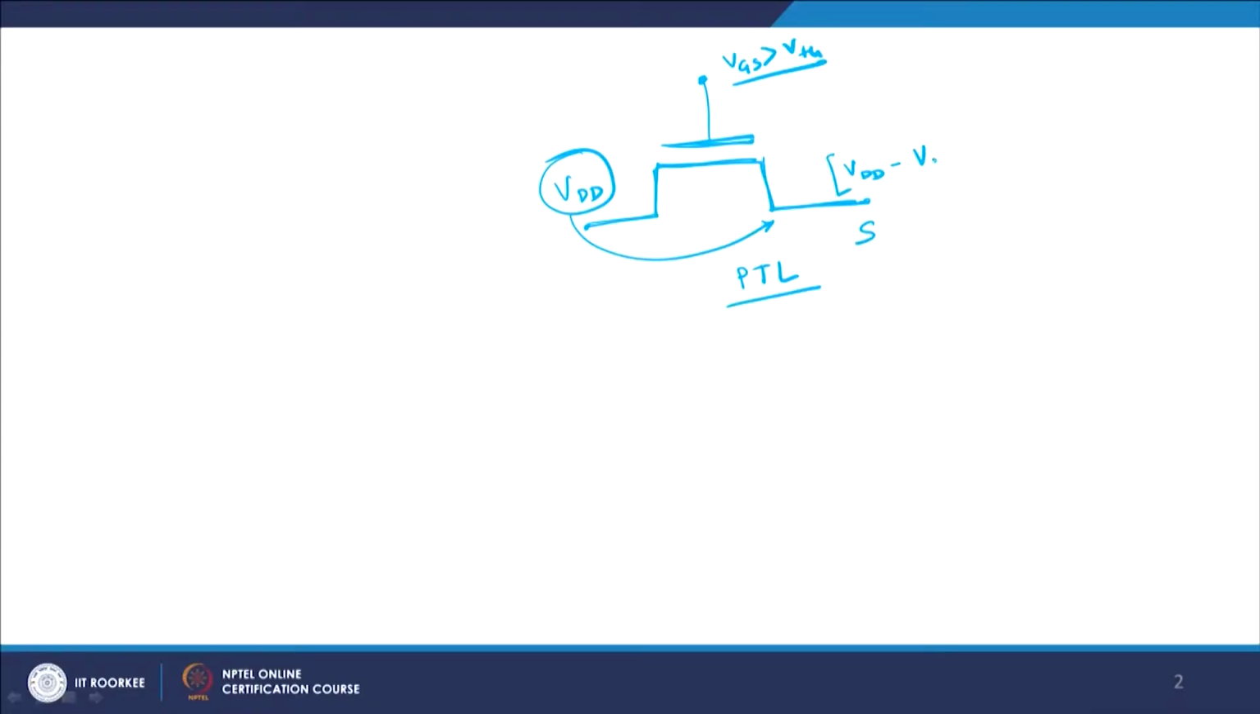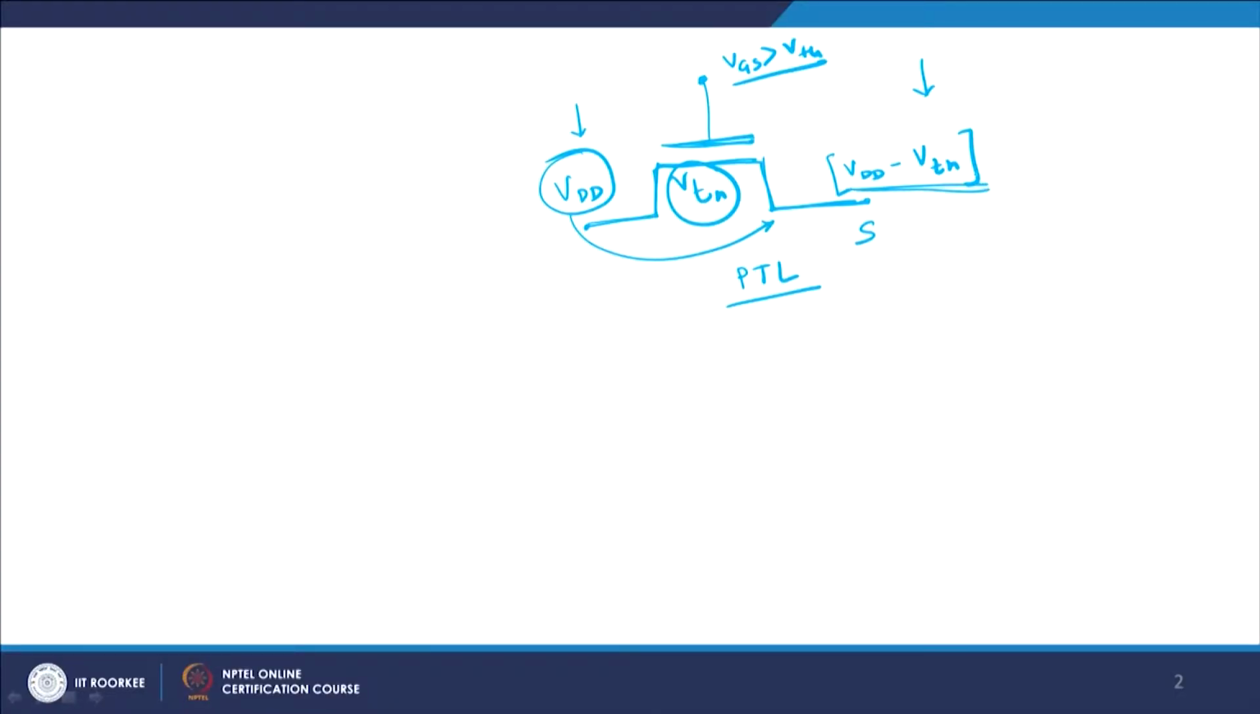So the discussion which I was having here, you will have VDD minus VTN here, where VTN is basically the voltage drop here. So whatever the voltage here, you get a drop in this case. And please understand this drop cannot be restored at any point of time, and therefore there will be a loss of the signal. So pass transistor logic has this problem that the signals will be lost.